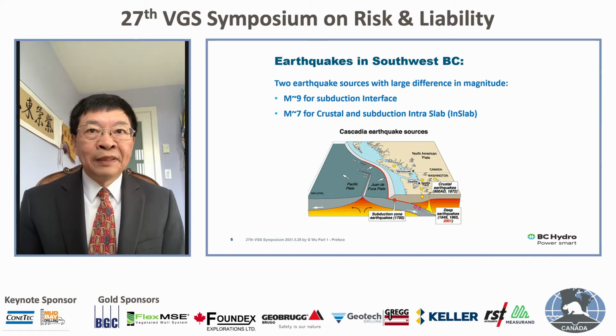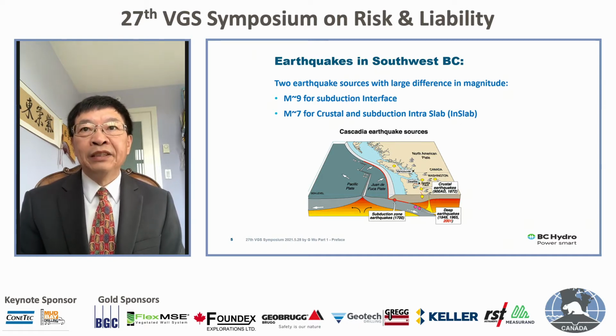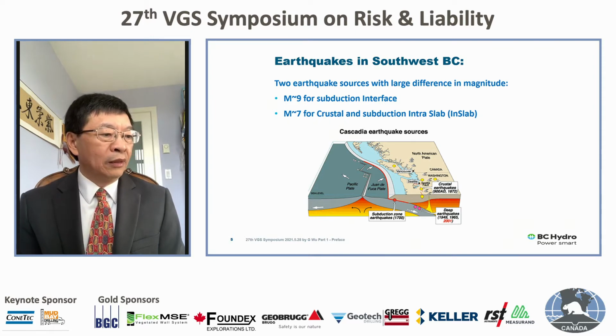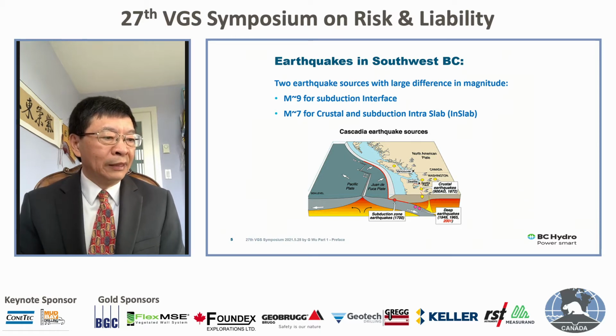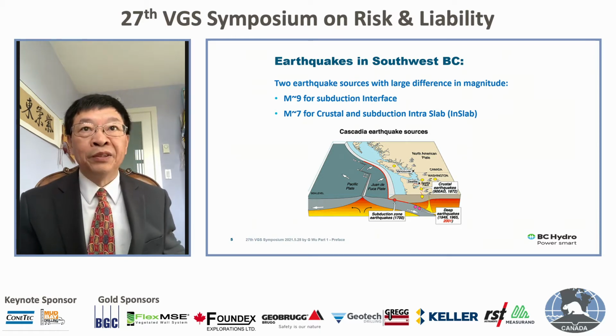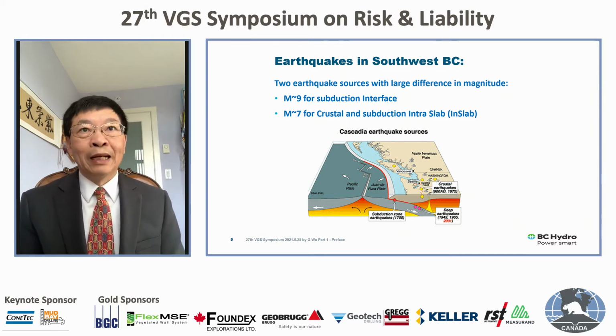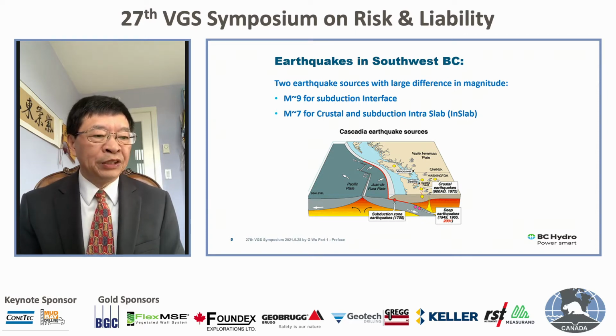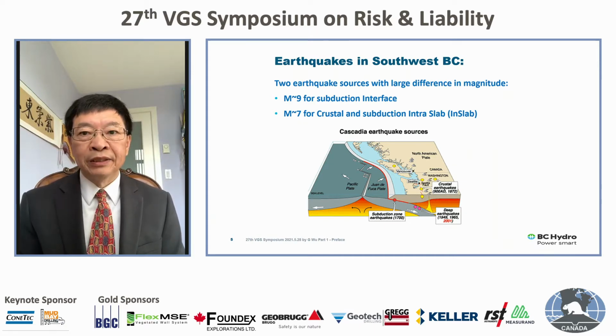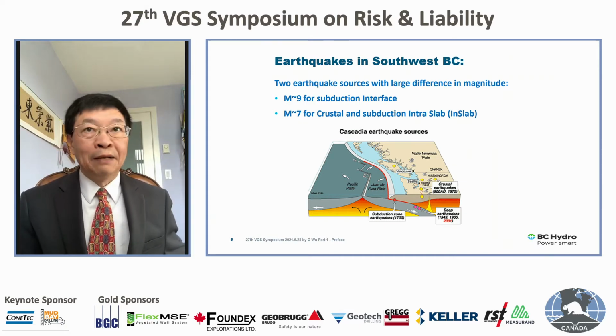So the Pacific plate is subducting under the North American plate. That is the big event called the subduction interface event with a magnitude of 9. And the other one is the much smaller earthquake with M7, crustal and subduction intraplate. The difference between M9 and M7 earthquakes is that the M9 interface earthquake could generate 1,000 times more energy than the M7 earthquake. Next one, please.